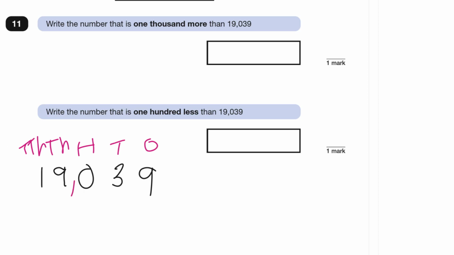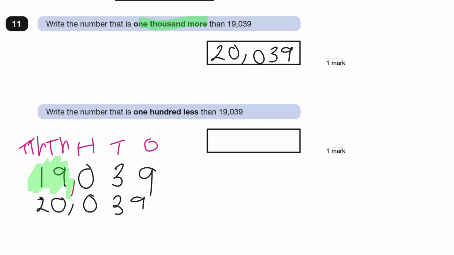Write the number that is 1,000 more. So the thousands, the separator tells us how many thousands there are. So we've got 19,000 here and we want 1,000 more. So 19 plus 1 is 20. This is just going to be 1,000 more, we'll make that 20. This will stay exactly the same. So we've got 20,039. The only bit that should change is the 1,000. Anything after it should stay the same.